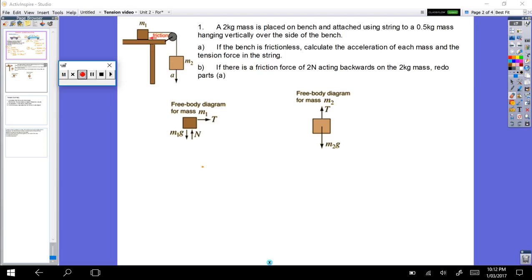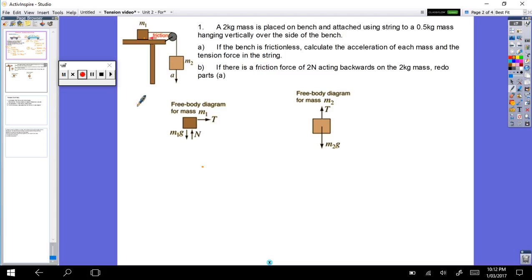Here's another example. This is a pulley system question, which are quite common in physics. So we've got a block sitting on the table. This is a 2 kilogram mass placed on the bench, attached using a string to a 0.5 kilogram mass, which is hanging vertically over the side of the bench. Our first question is, if the bench is frictionless, so ignoring friction, calculate the acceleration of each mass and the tension force in the string.